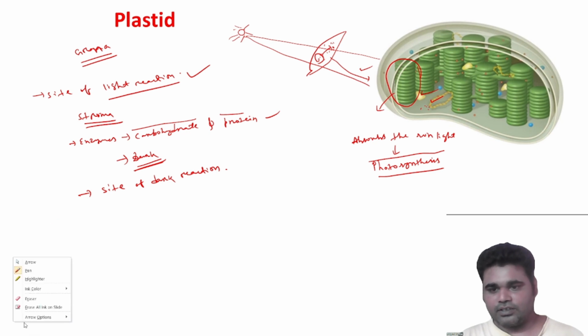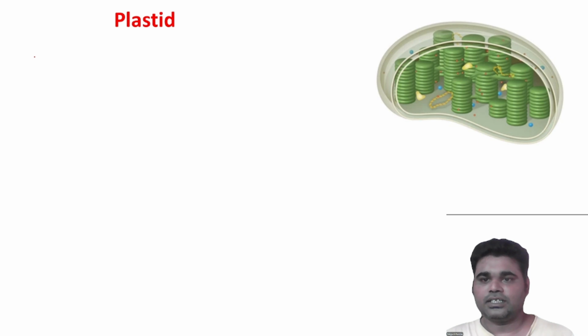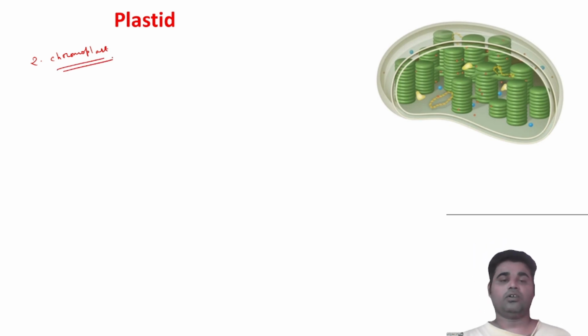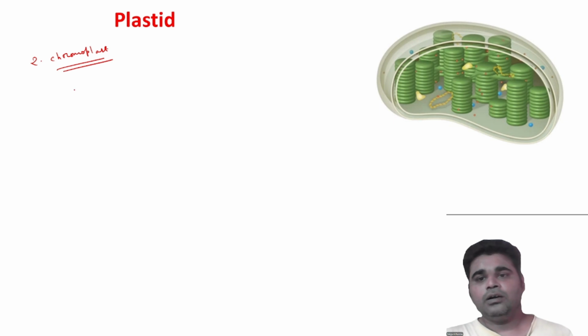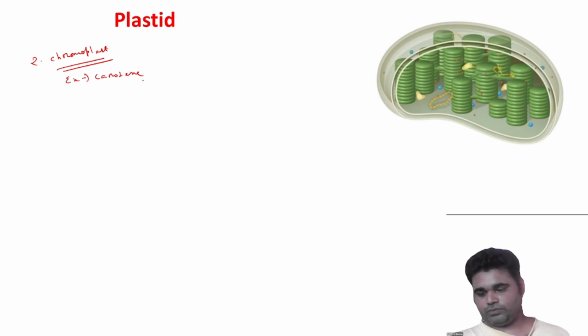another structure, another plastid, that is the second part, the chromoplast. What is the chromoplast? That means it provides different types of color. For example, there are many types of chromoplast. For example, the carotene. Okay, so the carotene, and the other is the xanthophyll.